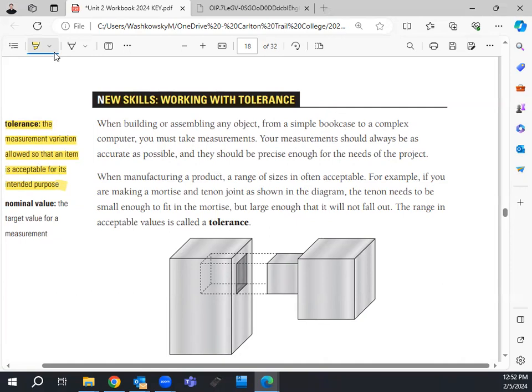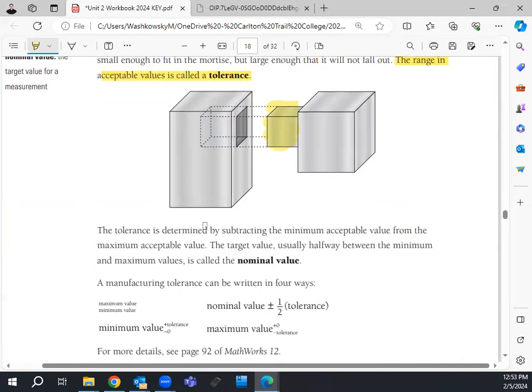So this is primarily used in manufacturing. If you're trying to make something here, this tenon, that's this little highlighted part, needs to be small enough to fit into this extra piece of metal, right? It needs to be the right size. Too big, it's not going to fit. Too small, it's going to be loose. So they need it to be just big enough to fit in there. They have a range in which they say, hey, this is acceptable. And that's what they call tolerance.